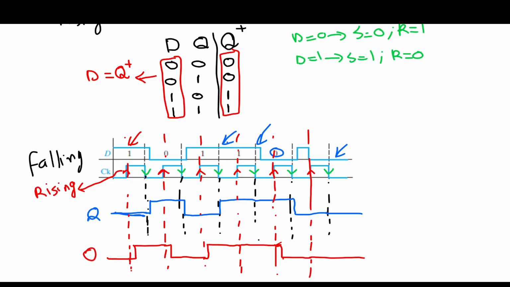So that's it. Q in red, we did as if it's a rising edge trigger, and in blue we did as if it's a falling edge trigger. I hope this was helpful on the D latch.